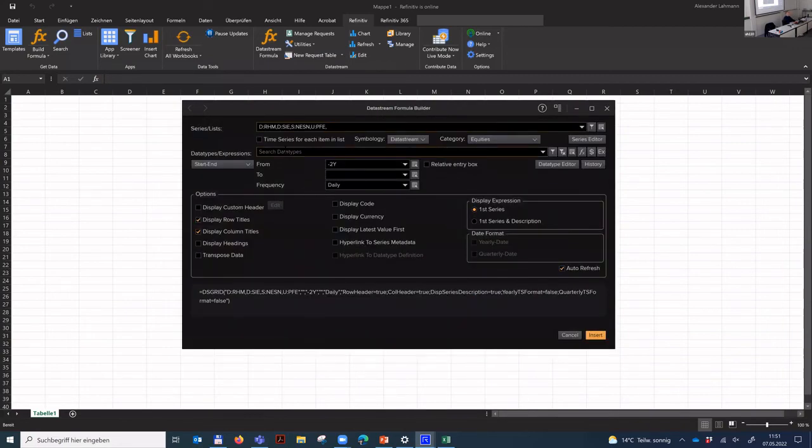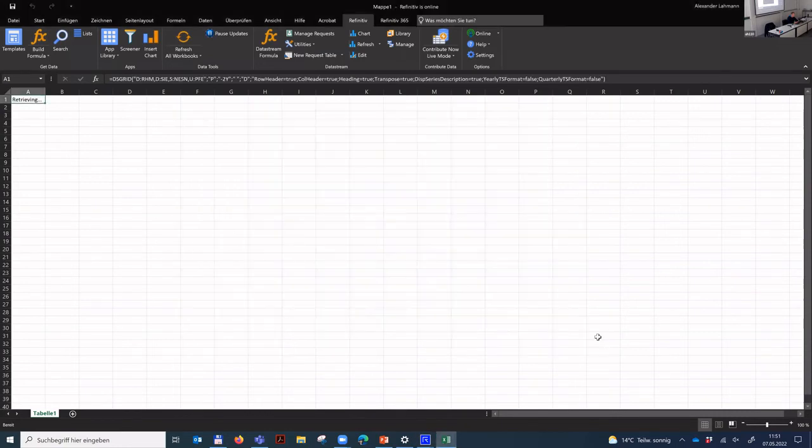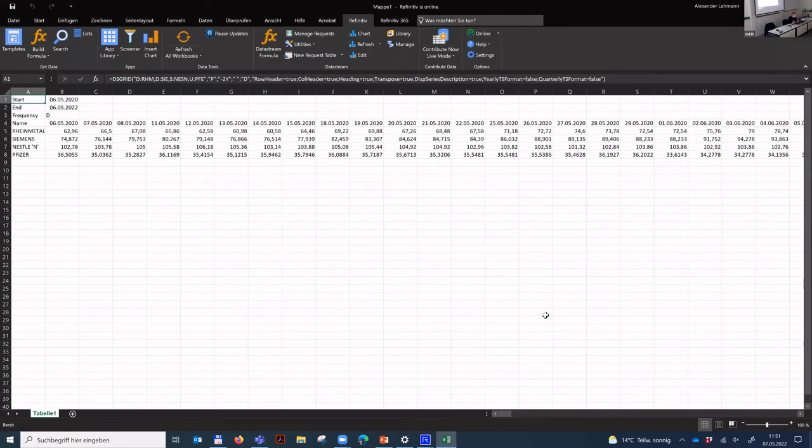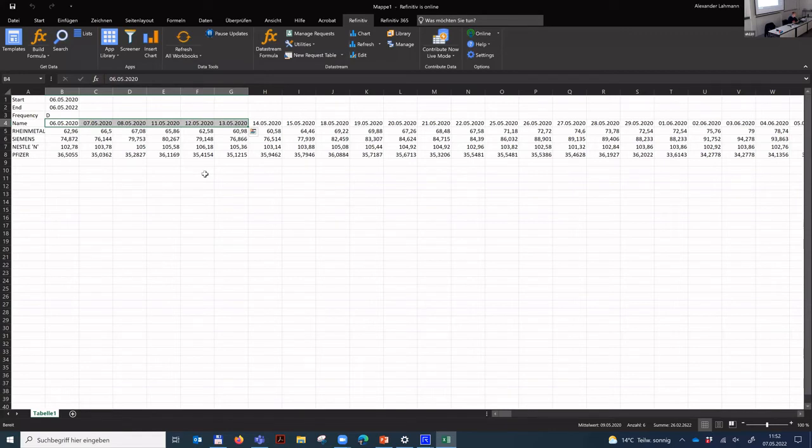Now I look for one data type, and the data type is simply that I would like to have the prices. I plug in here display headings and transpose data. And now I'm inserting. Hopefully it works. Yes. We have finally, downwards, the different stocks, and right, you have the prices and the dates for those stocks.